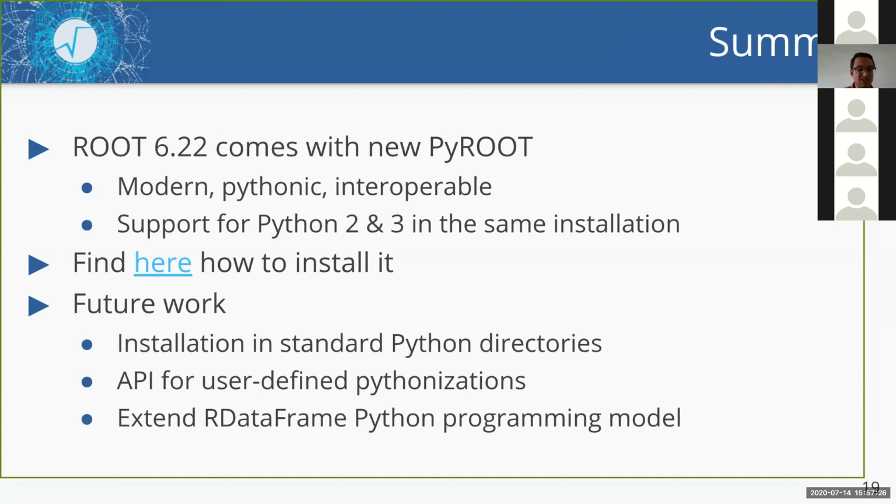As future work, there are some things that didn't make it into 6.22 but that we still want to work on, just so people know: the installation of PyROOT in standard Python directories, which is still on the list; giving the user the possibility to define their own Pythonizations, not just for ROOT classes but for user classes; or also extending the programming model of our data frame for Python. These are a few things that we want to do rather soon.